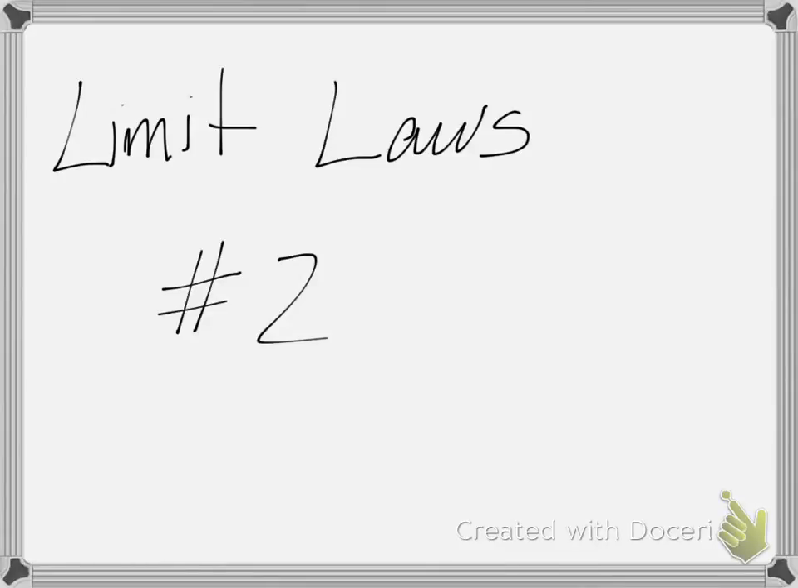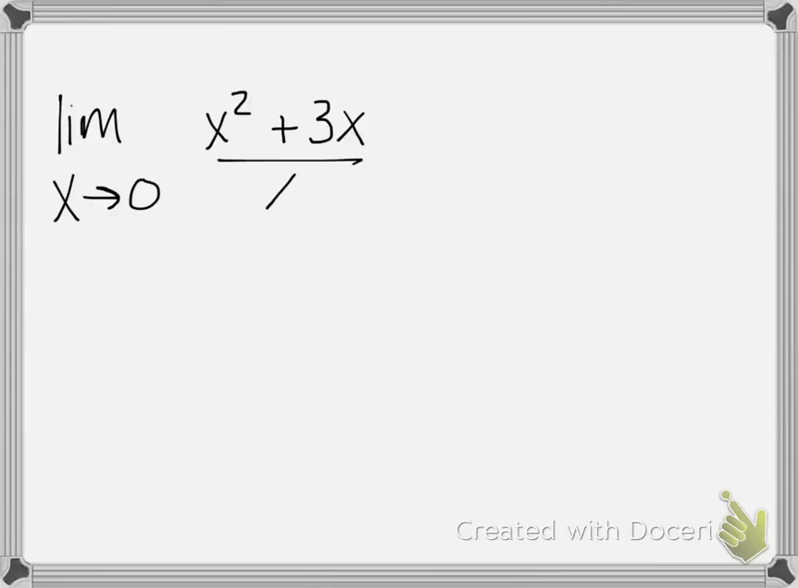Okay, so we have another problem using limit laws, and this problem was to take the limit as x goes to 0 of x squared plus 3x over x. Alright, so this should be relatively simple.